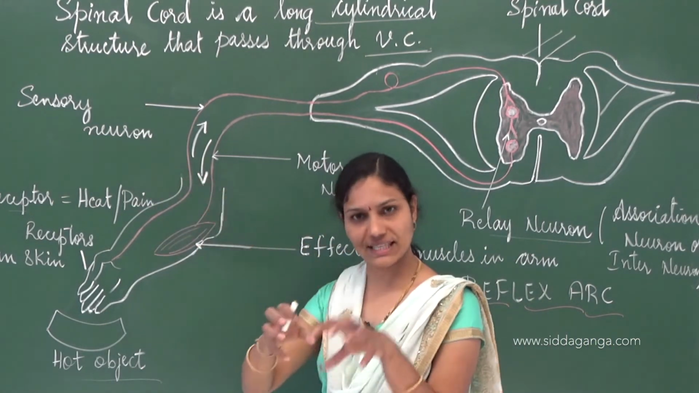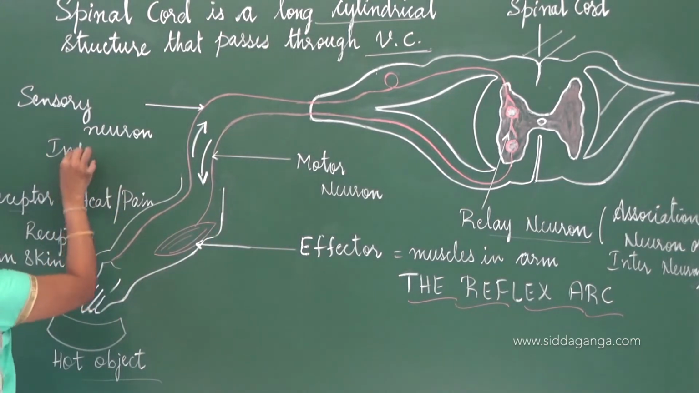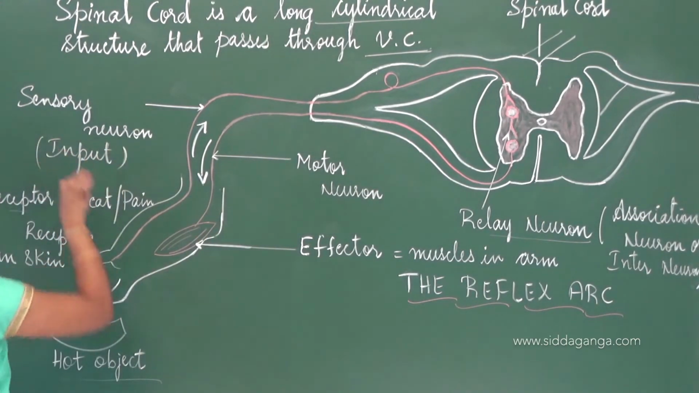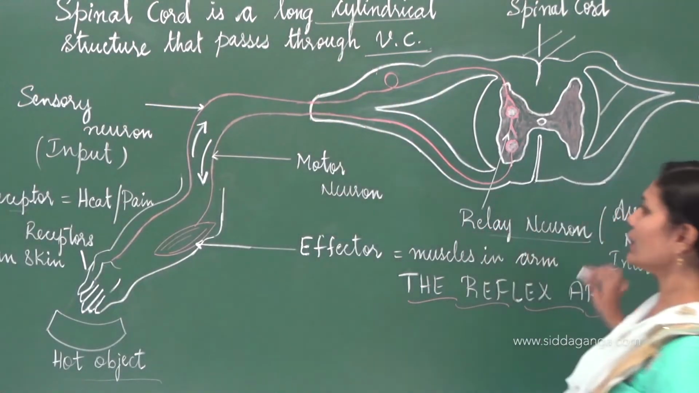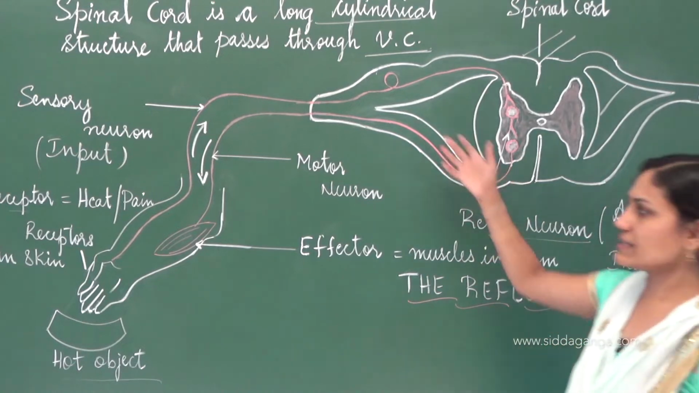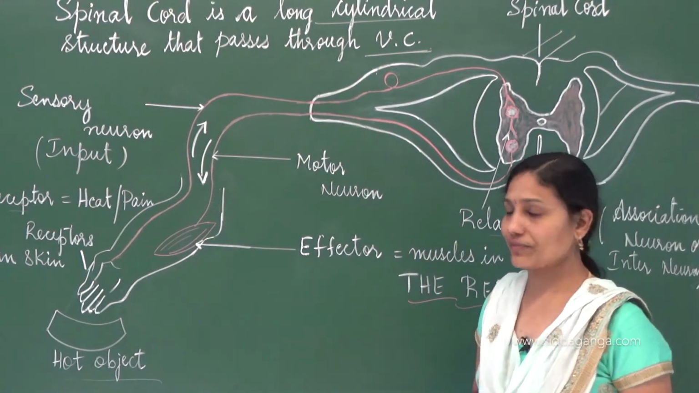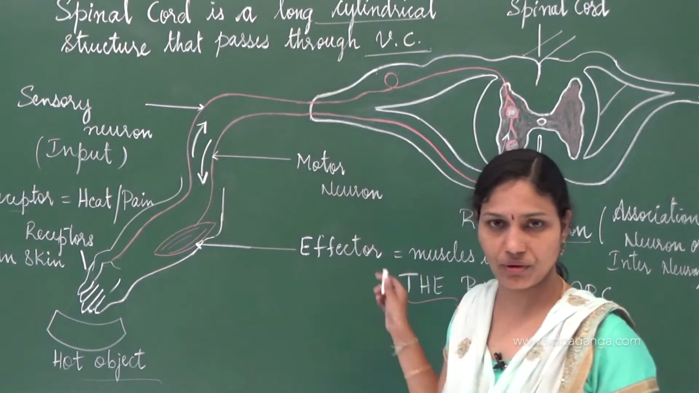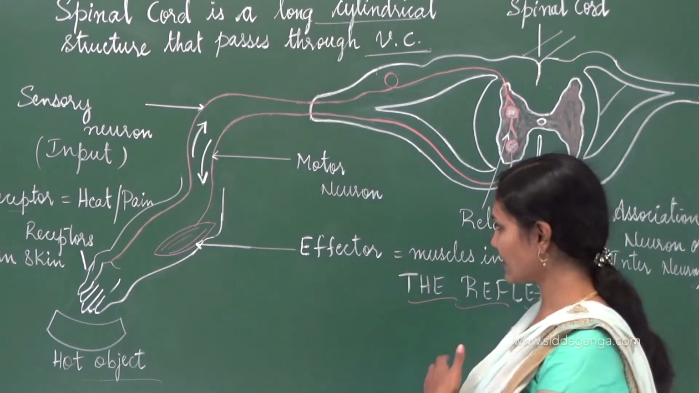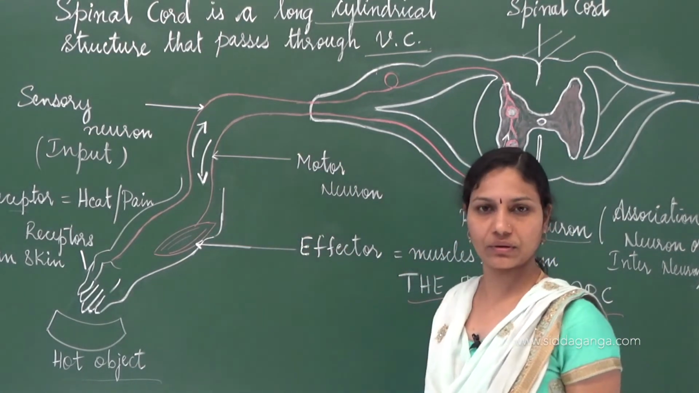Sensory neuron receives this input. It acts like a receiving input, and it sends the signals to the spinal cord, wherein the relay neuron helps the sensory neuron and motor neuron to communicate with each other. So finally these signals are transferred to the motor neuron, and the motor neuron, what does it do?